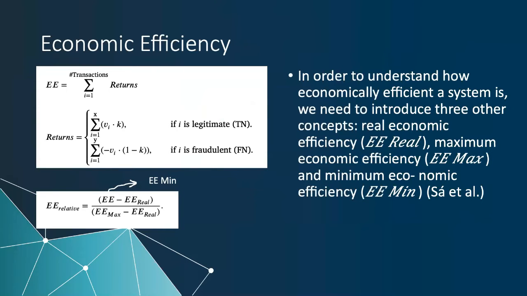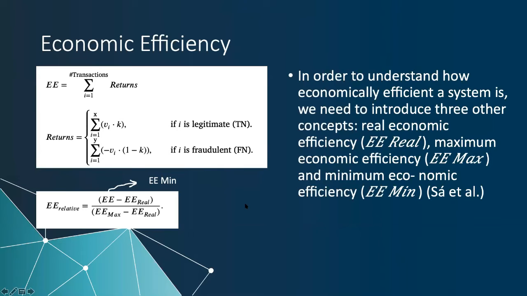So with economic efficiency, Sa et al. summarize this with this functionality. Economic efficiency equals the sum of the transactions with the returns function. What is this returns function? It is the sum of the legitimate transactions. There's an if condition here. If it is a legitimate transaction, it just uses the upper formula.